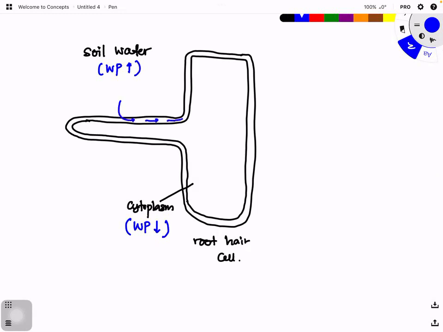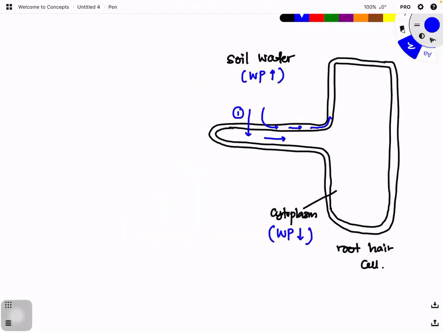So this one we just ignore. Are you clear? We just ignore. But we're more concerned about the water molecules that enter into the cytoplasm of the root hair cells. So this is the first process. So what's the first process here? So the first process, okay, is the osmosis.